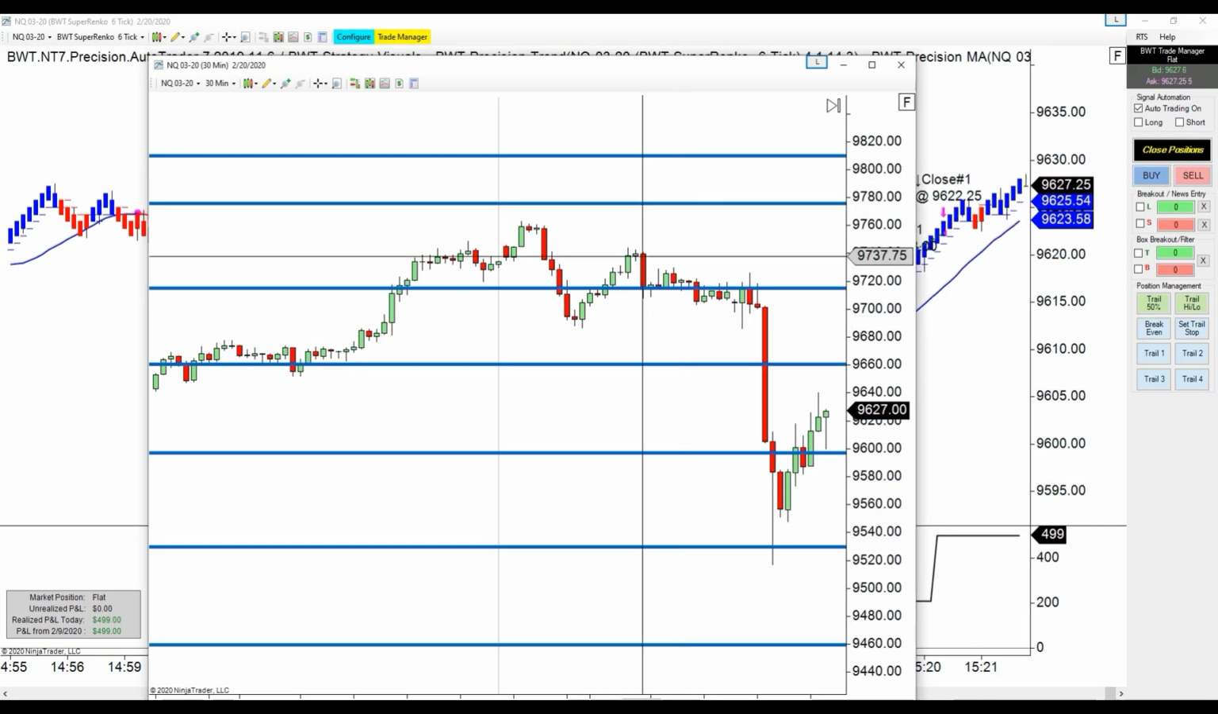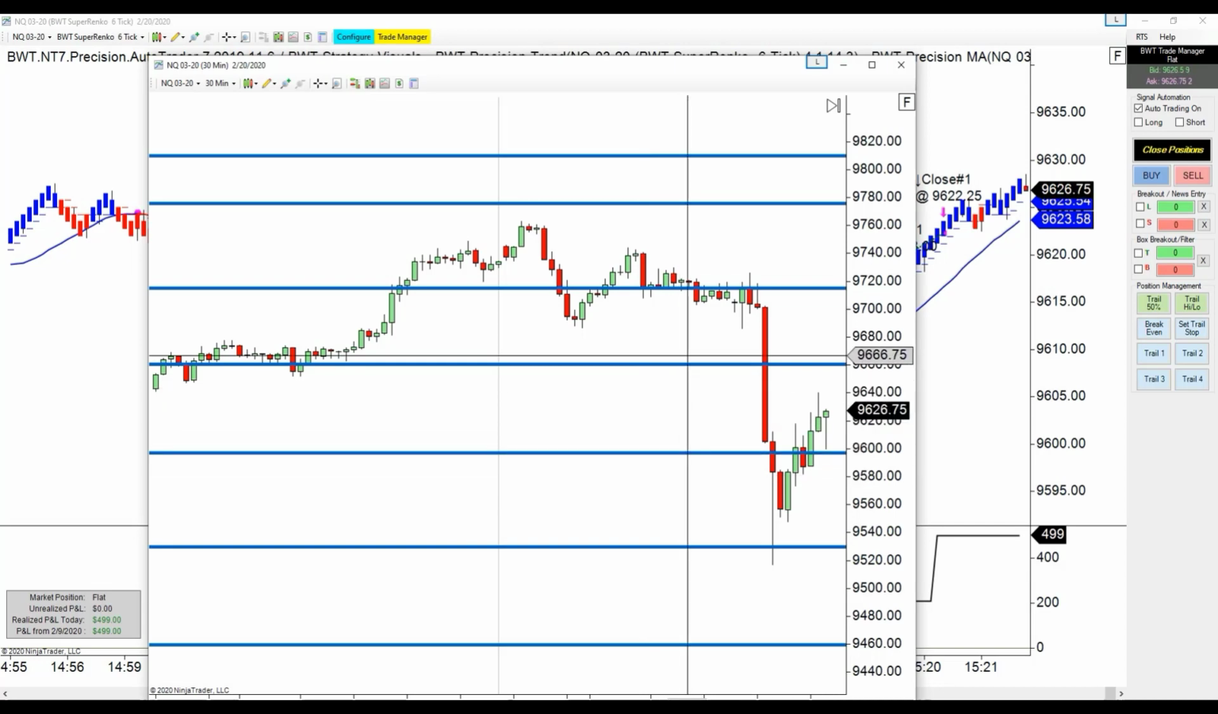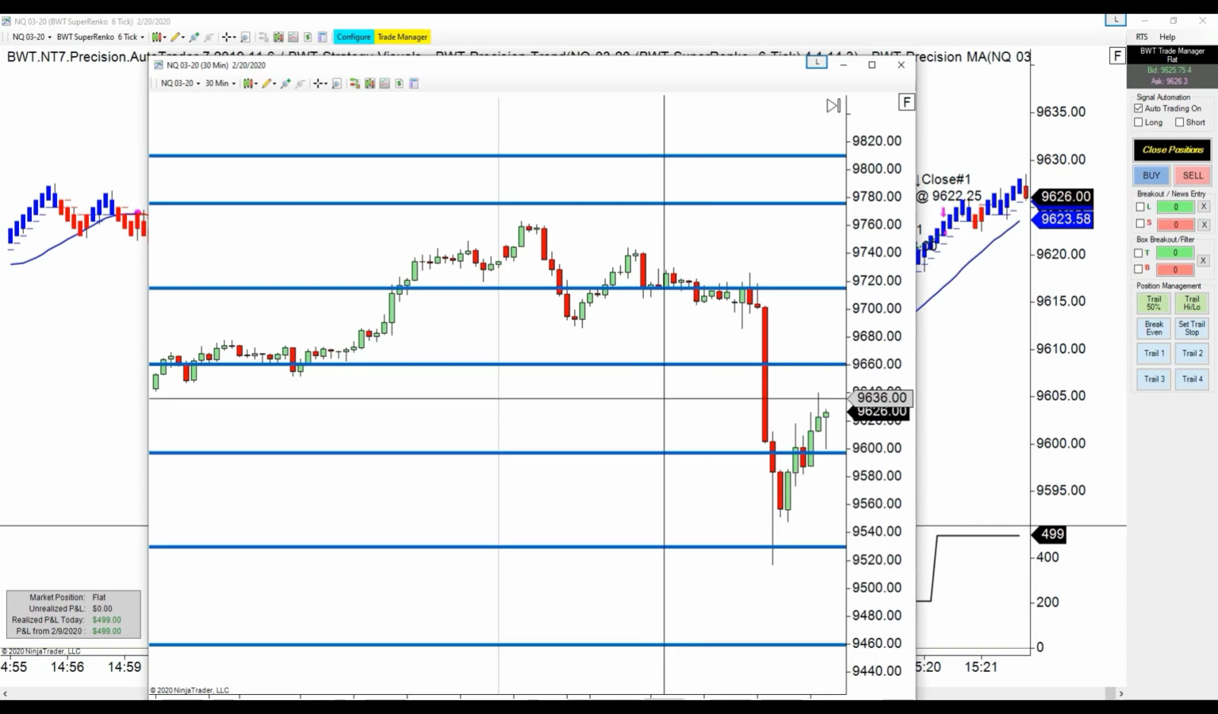In no way am I suggesting that I've seen this. I did think they would go down to 96.60. I did not see this whole move coming. This was a complete surprise.